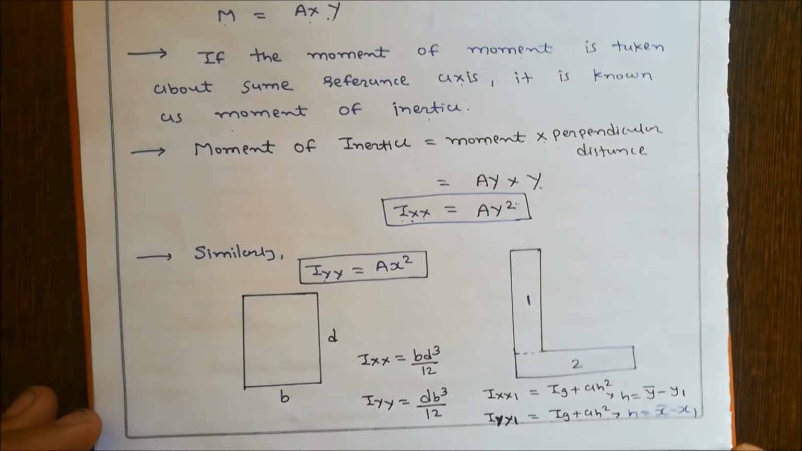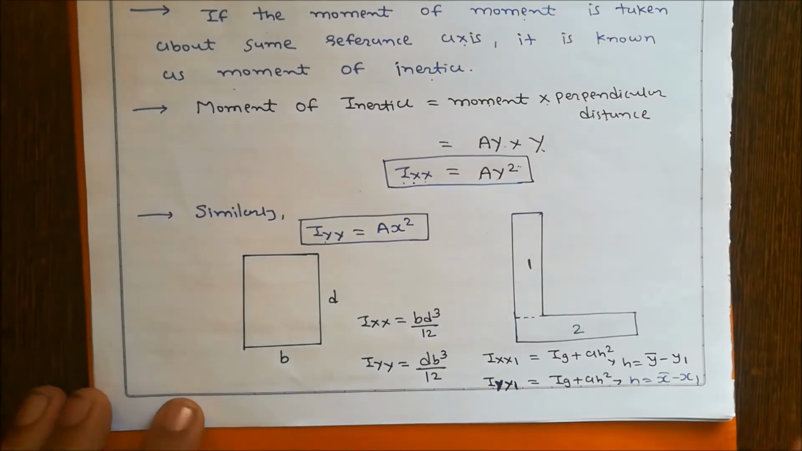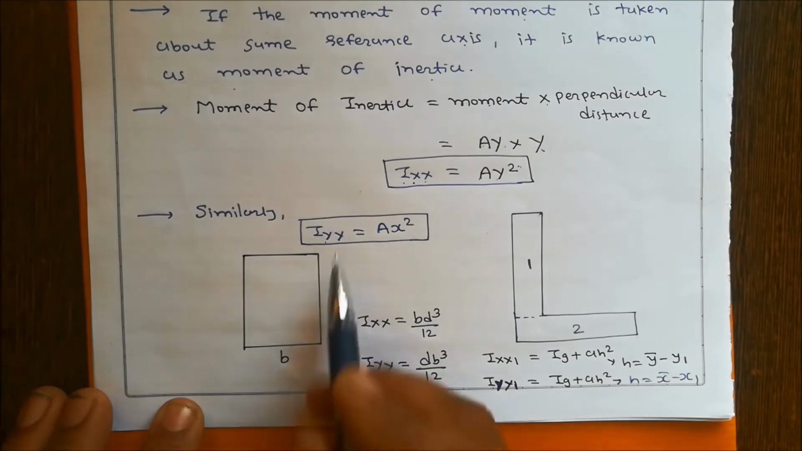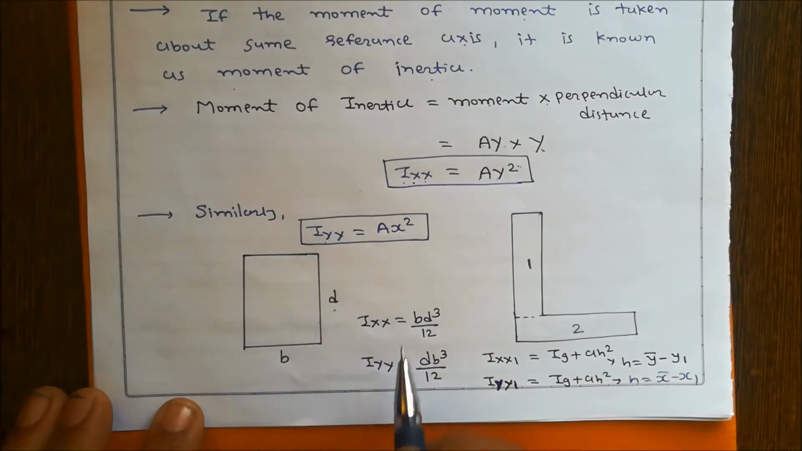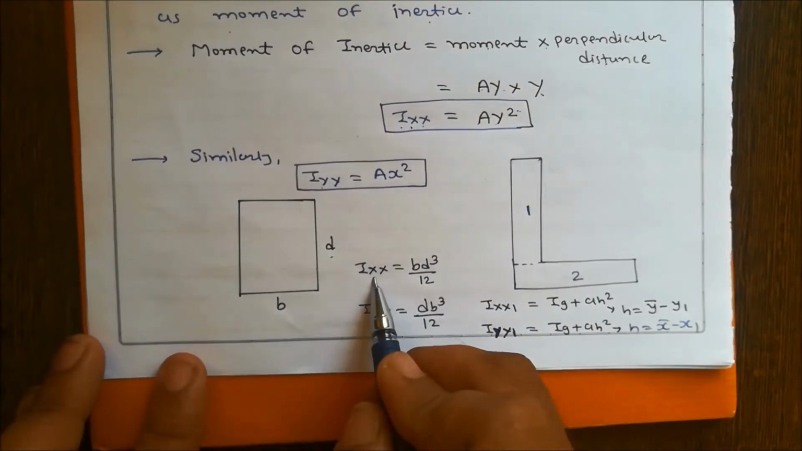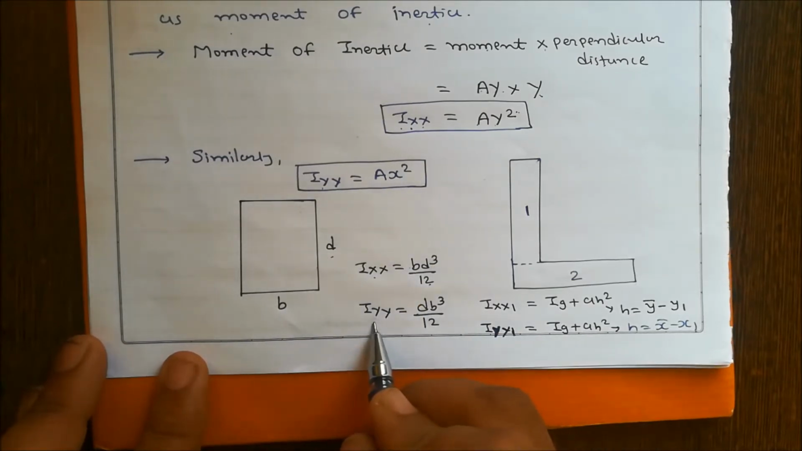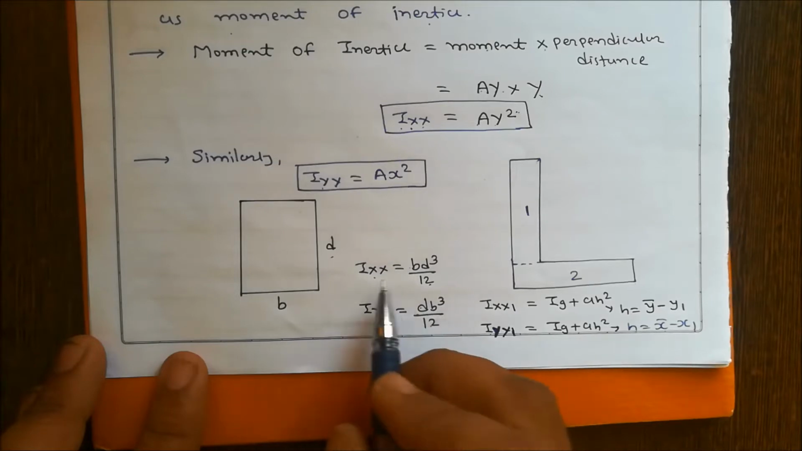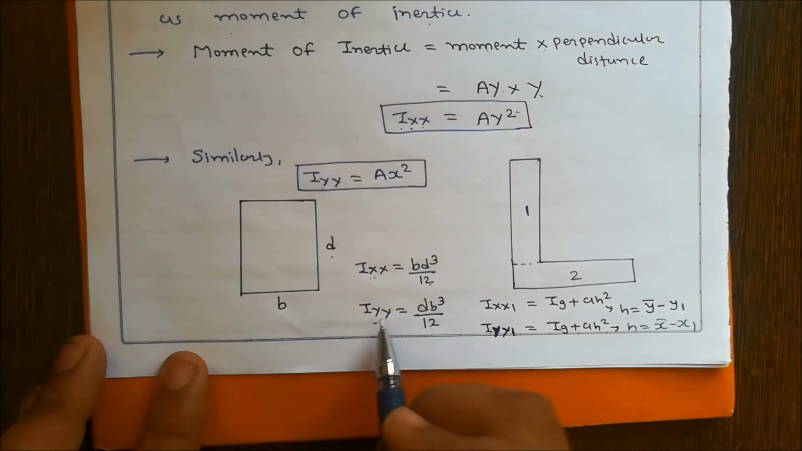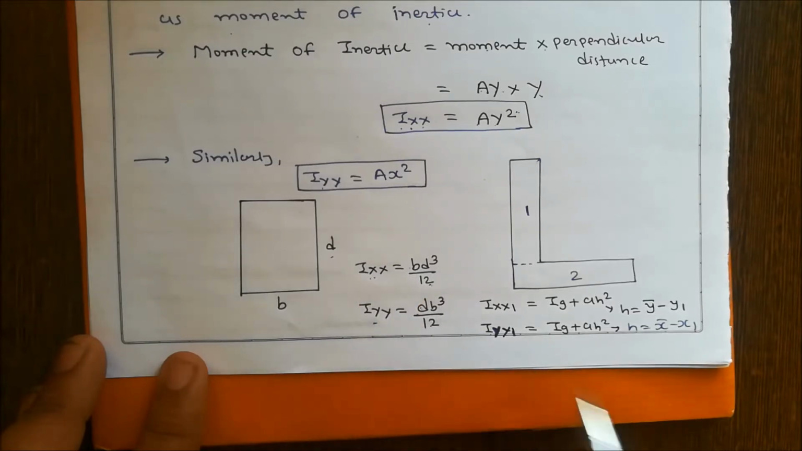Here we take one example of rectangle, with base b and depth d. Moment of inertia about the x-axis for rectangle is b d cube by 12, and moment of inertia about the yy axis is d b cube by 12. So Ixx is equal to b d cube by 12 and Iyy is equal to d b cube by 12.